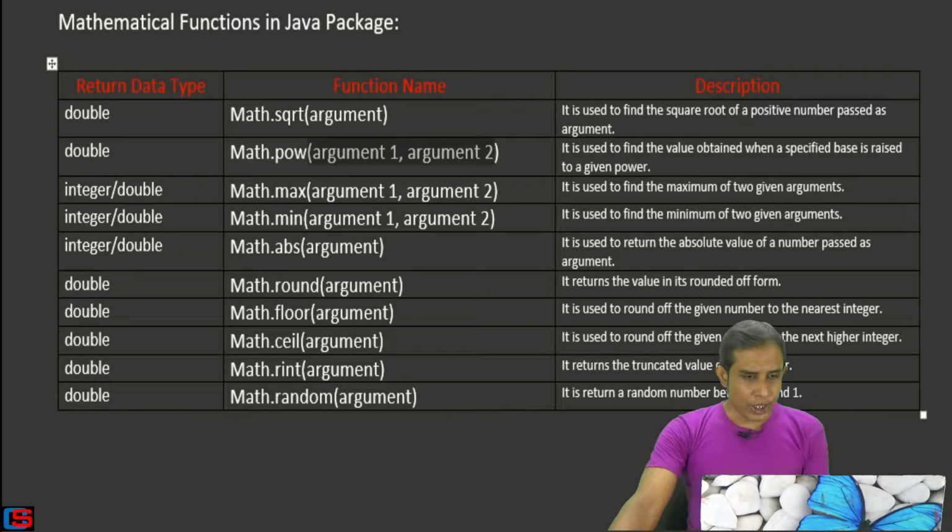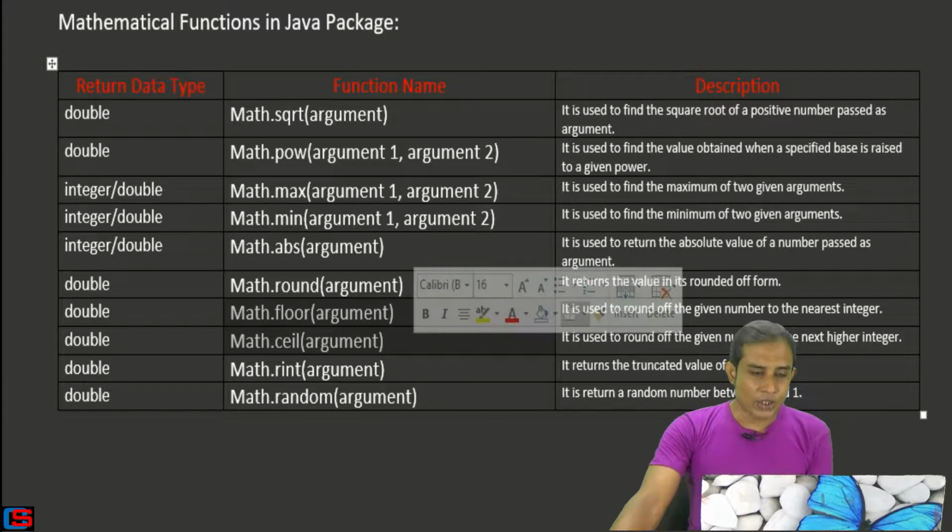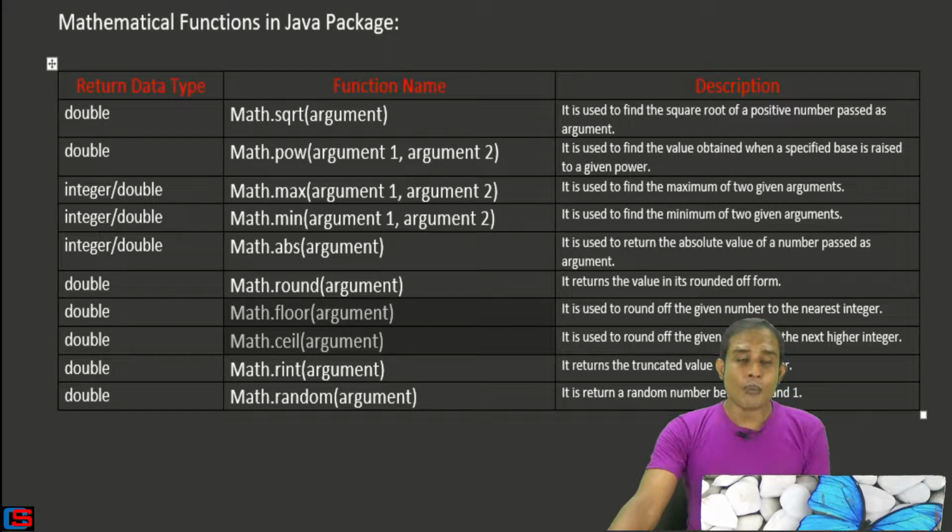Now I come to the point of the math.floor function and the math.ceil function. Both functions are used to round off a number. But the math.floor function rounds the number to the nearest value that is lower than or equal to the number provided.